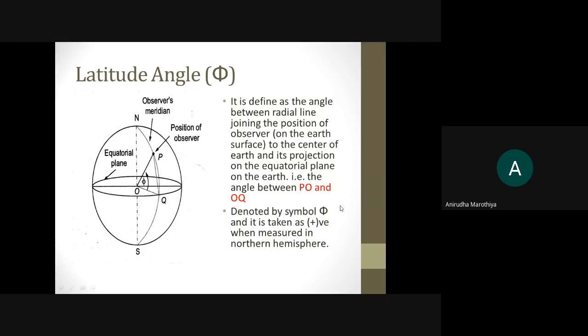It is denoted by symbol phi, and you have to write this sign convention. It has to be taken positive when it is measured in the northern hemisphere. This is very important, and we need to implement this sign convention when we are solving numericals on this topic. So depending upon the position of the observer, we need to take this angle as positive or negative.